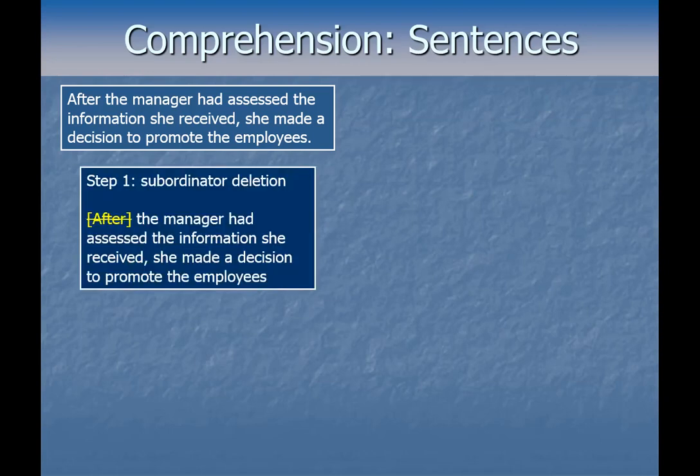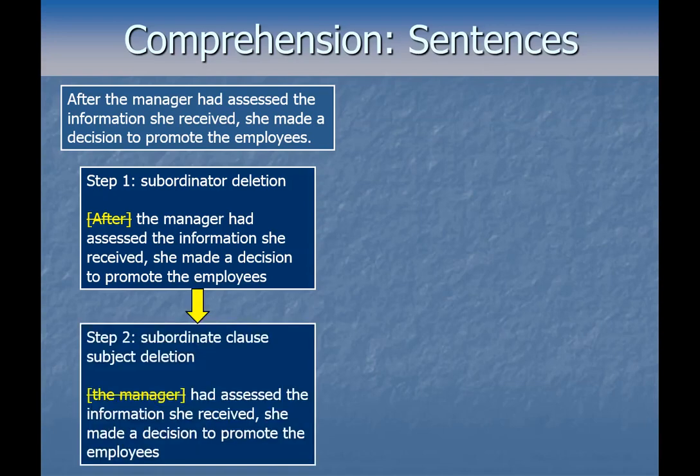For this sentence, step one rule might be, if I want to change this sentence to a different surface structure that still carries the same meaning, first I delete the subordinator, delete the "after" at the start of the sentence. So now I have to do more steps, right? This isn't a sentence anymore. The manager had assessed the information she received. She made a decision to promote the employees. That is not a sentence.